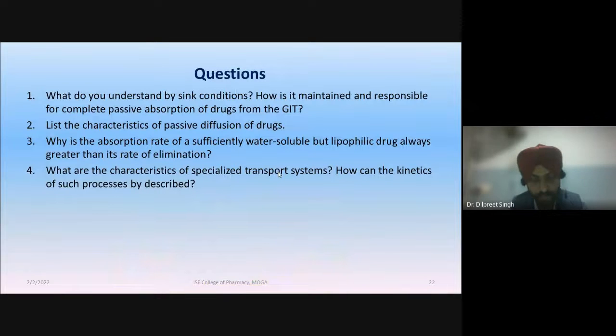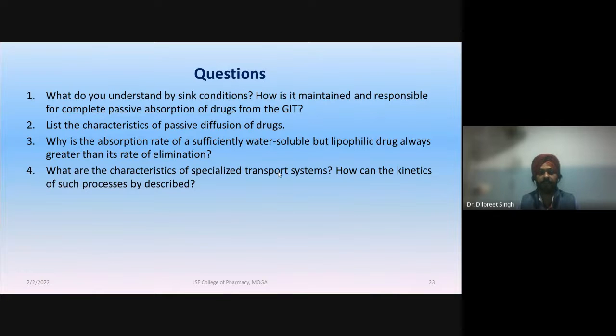The questions covered under this topic are: What is to be understood by sink condition and how is it maintained? List the characteristics of passive diffusion of a drug. What is the absorption rate of a relatively water soluble but lipophilic drug that is always greater than its rate of elimination? This is basically what we call a twisted question. What are the characteristics of the specialized transport system, and how are the kinetics of such a process described?